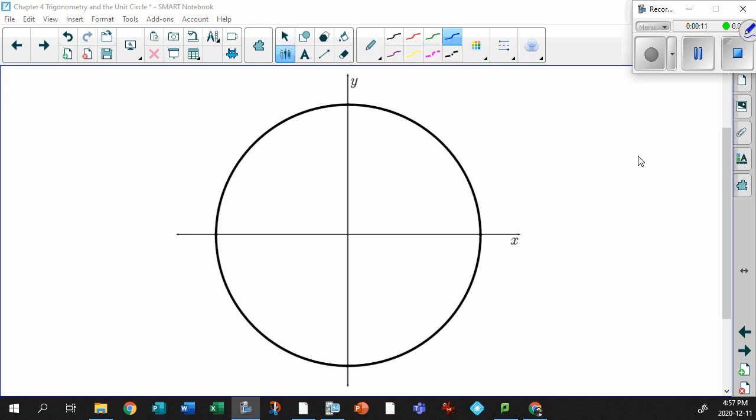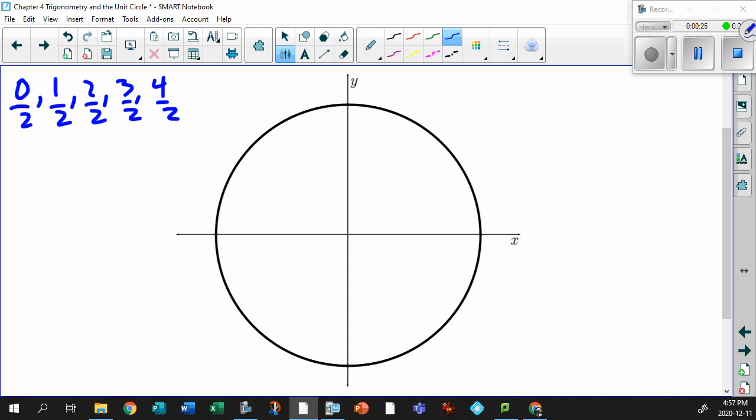Remember, what do you have? You start at 0. The numbers just count from 0 up to 4: 1, 2, 3, 4. Now, here's the thing. You know and I know that every one of these numbers is always going to be over 2, right? Like this. And all of them are going to be square rooted.